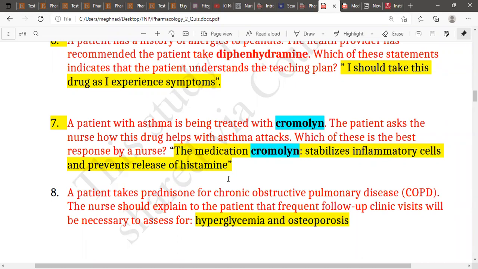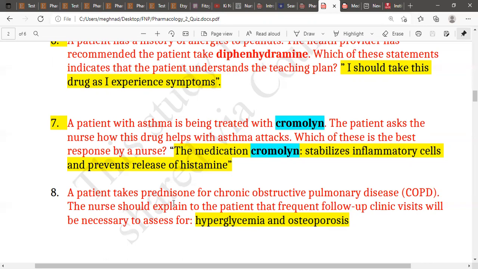Question number 8, a patient taking prednisone for chronic obstructive pulmonary disease, we call COPD. The COPD patient is treated with prednisolone, it is a steroid. The nurse should explain to the patient that frequent follow-up clinic visits will be necessary to assess for hyperglycemia and osteoporosis. This is the side effect of prednisolone.